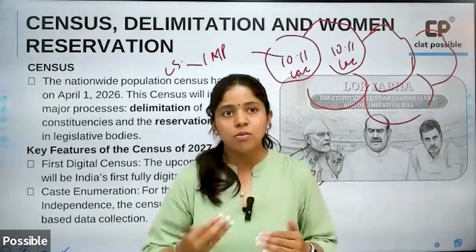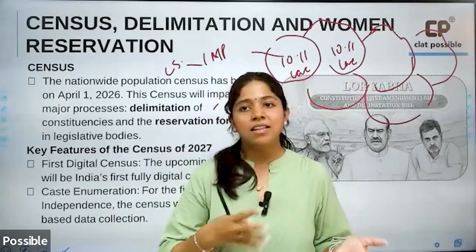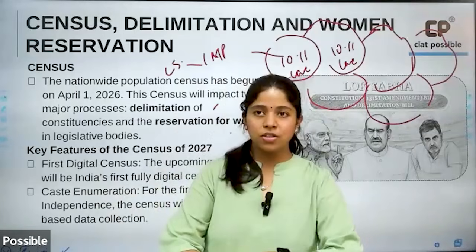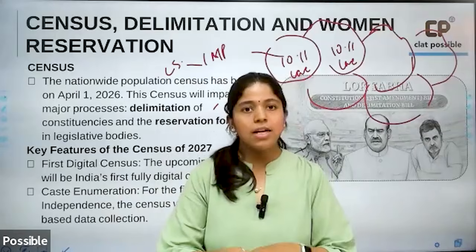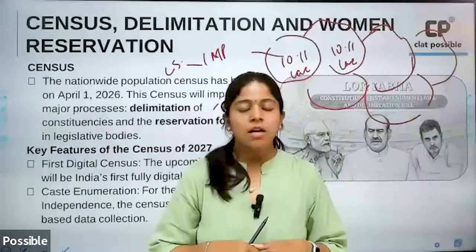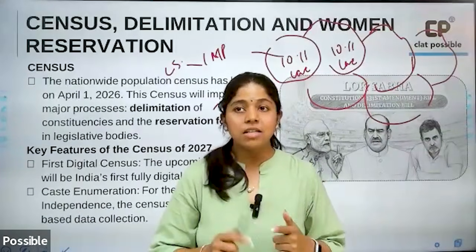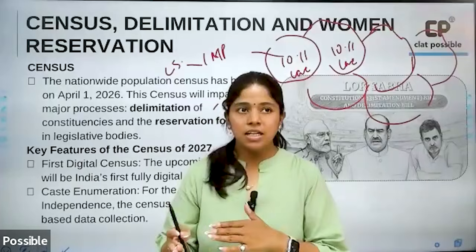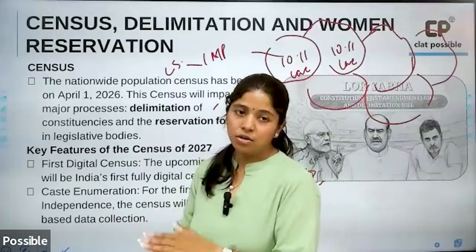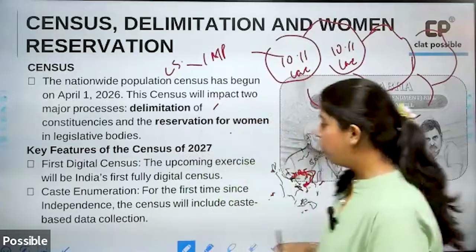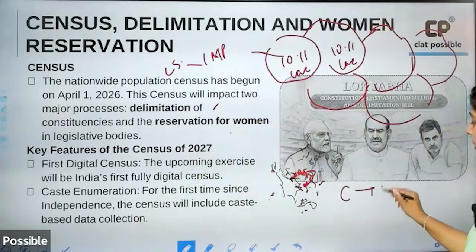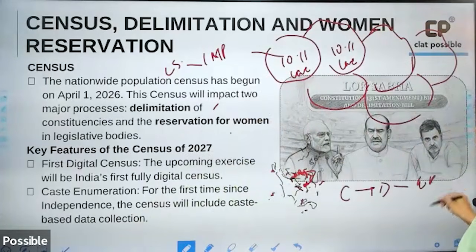However, this reservation was to be implemented in the next Lok Sabha elections, apparently, after the bill was passed. The next Lok Sabha elections did take place in 2024, but then the government said that we will implement this after delimitation, which is now to take place after the census data. So the sequence that follows is: we'll have the census first, then delimitation, then women reservation.